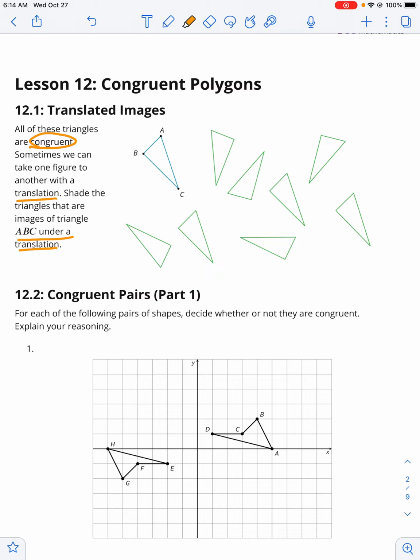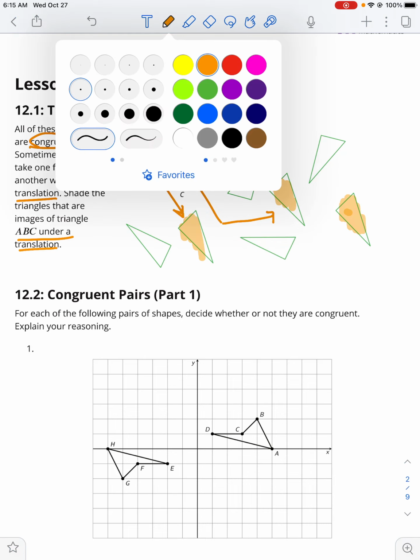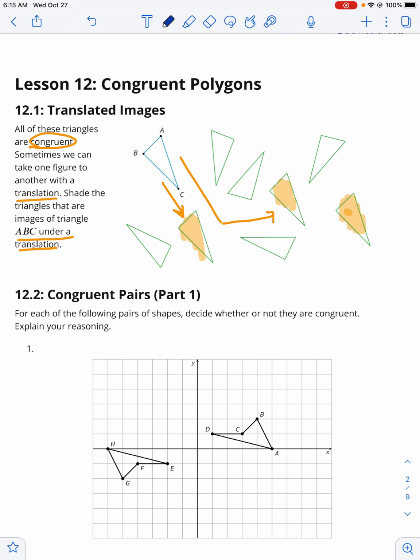So there are 3 triangles that are images under translation of ABC, and I just shaded them in. We can tell that these are translations because remember that a translation is just a slide, and so the direction of the triangle can change, but it doesn't spin. Whereas to get from ABC to a triangle like this one, we would have to spin around. And so we know that the blue arrow is not a translation.